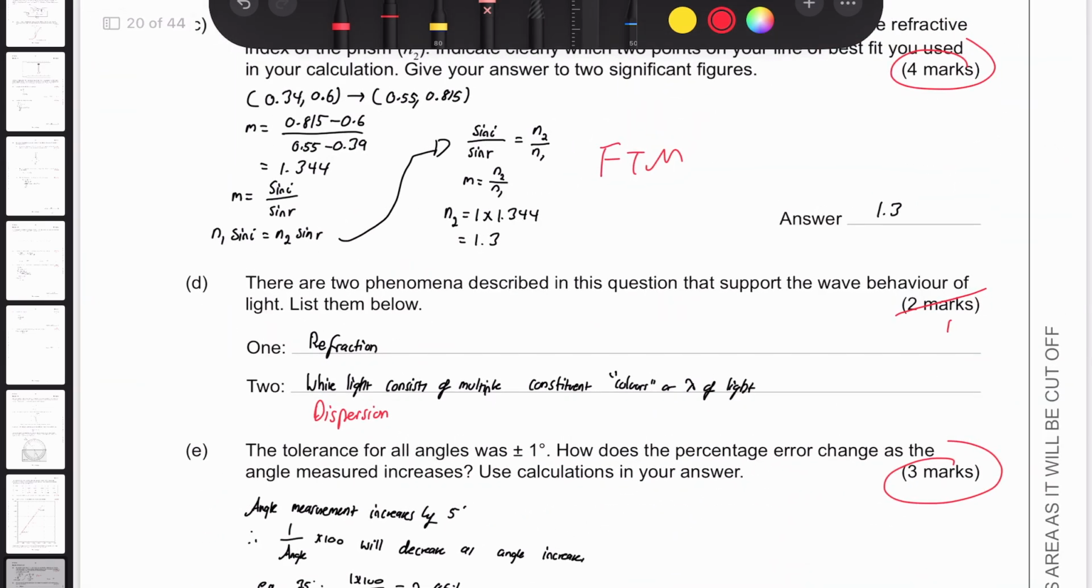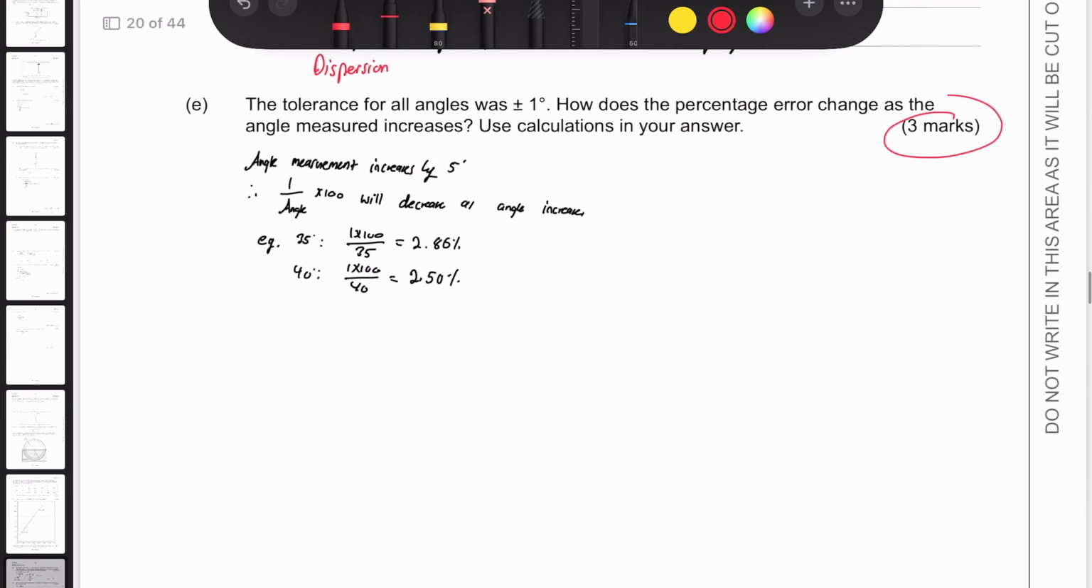The phenomenon is called dispersion, which I was rambling on about, white light consisting of multiple constituent colors or lambdas of light. But obviously the key word is dispersion. It was literally one word refraction, 1 mark, one word dispersion, 1 mark. So I didn't say dispersion, so I knocked the mark off.